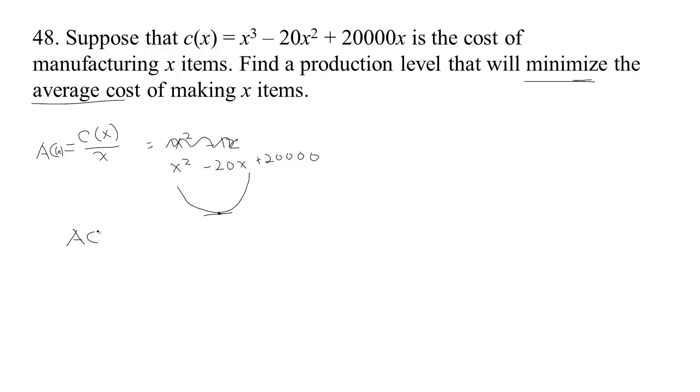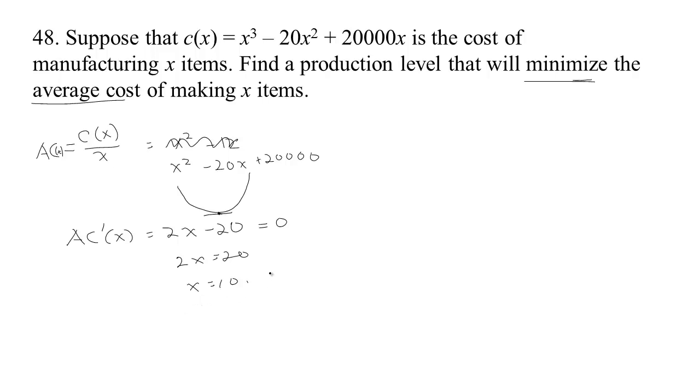So let's find the derivative of the average cost with respect to x, which would be 2x minus 20, and set it equal to 0. Then 2x equals 20, so x equals 10. So we'll minimize our average cost if we make 10 items.